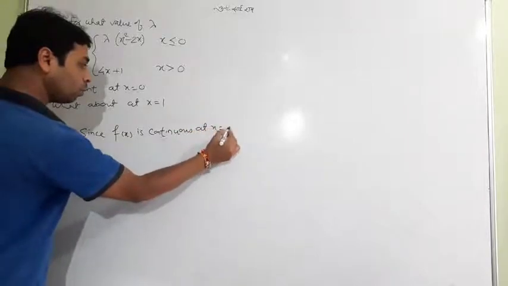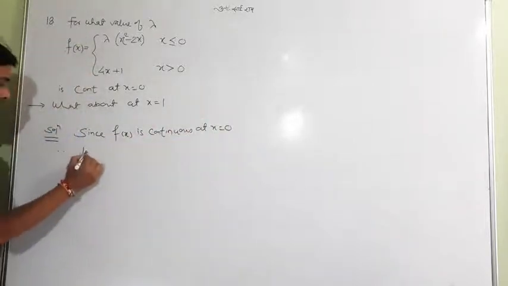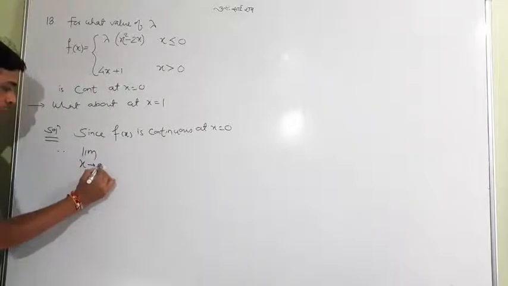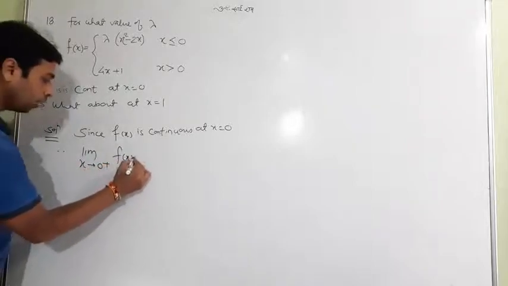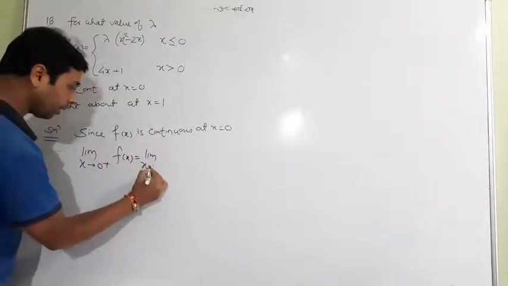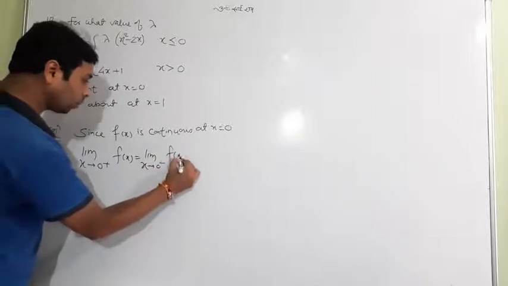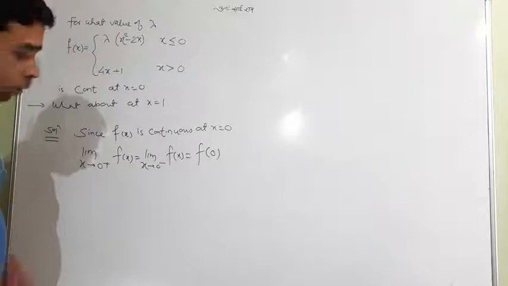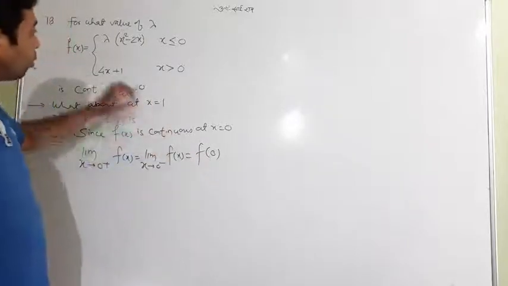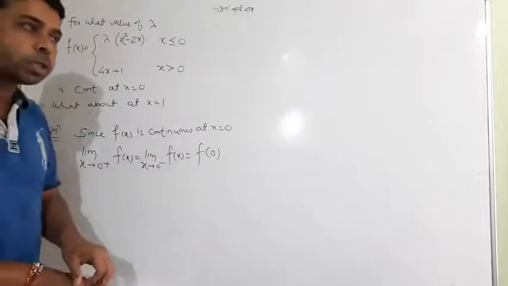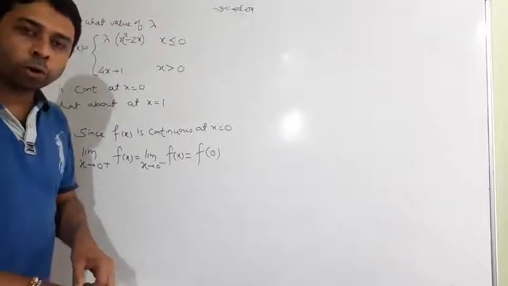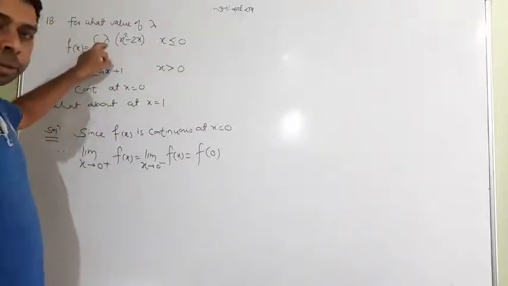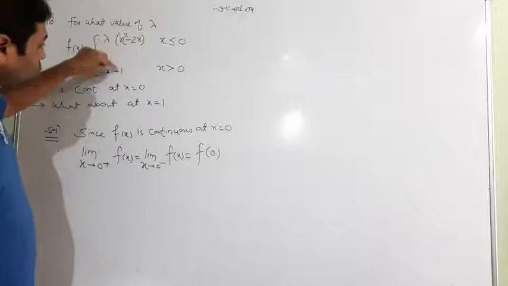at x equal to 0, it means limit x tends to 0 plus of the function is equal to limit x tends to 0 minus of the function is equal to f of 0. All are equal. So any two we have to take such that both should engage. That was what I taught yesterday. Whenever you want to find the value of a constant, both should engage.